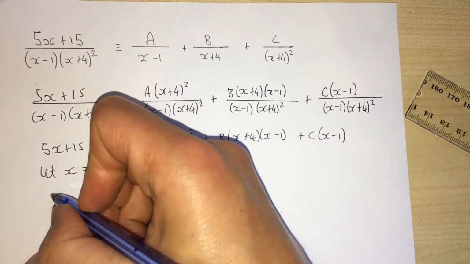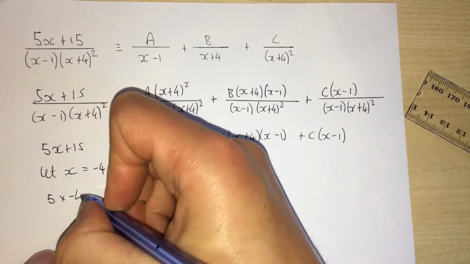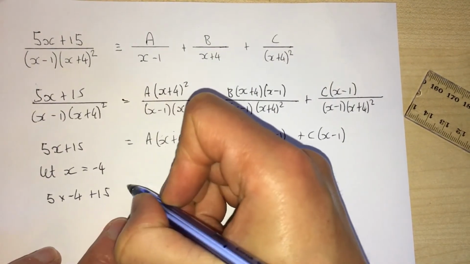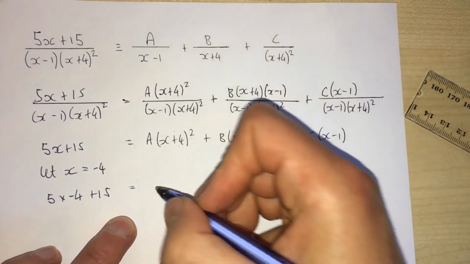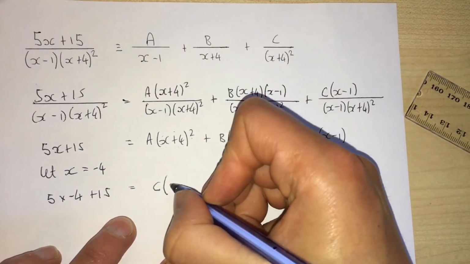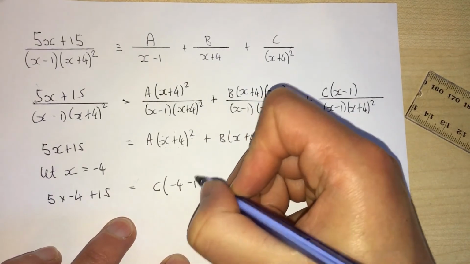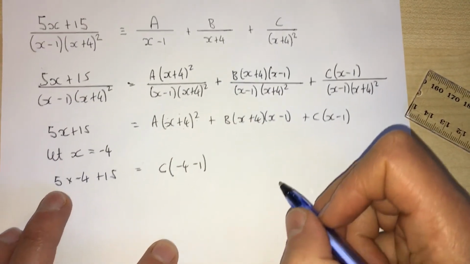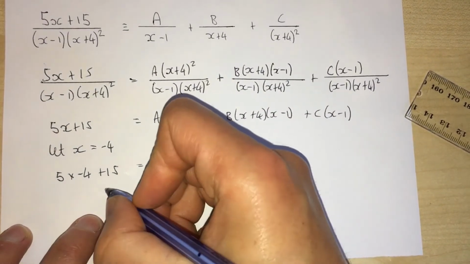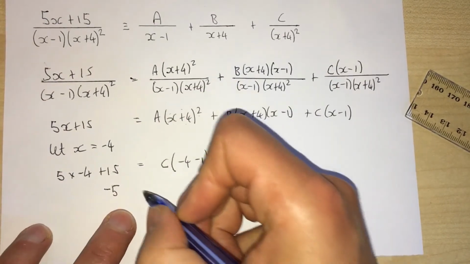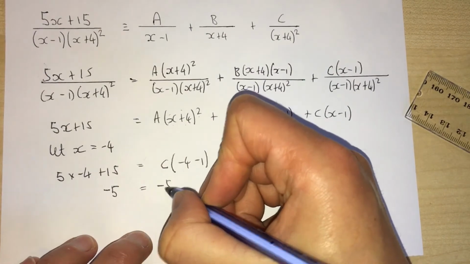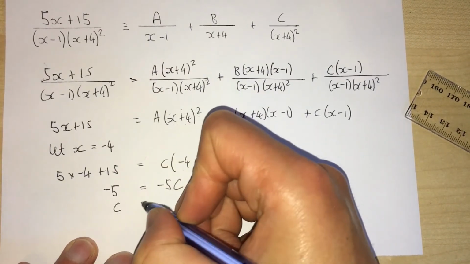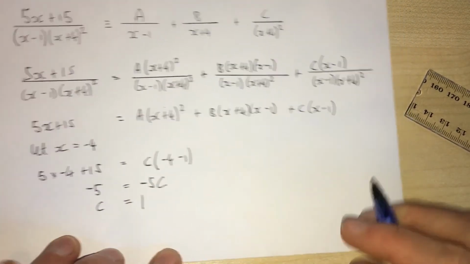On the left-hand side, we'll have 5 multiplied by -4 plus 15 equals, that term is 0, that's 0. So we've just got this one. See lots of -4, take away 1. Left-hand side, -20 plus 15 is -5. And -4, take away 1 is -5. So -5 is -5c. So the value of c is 1.